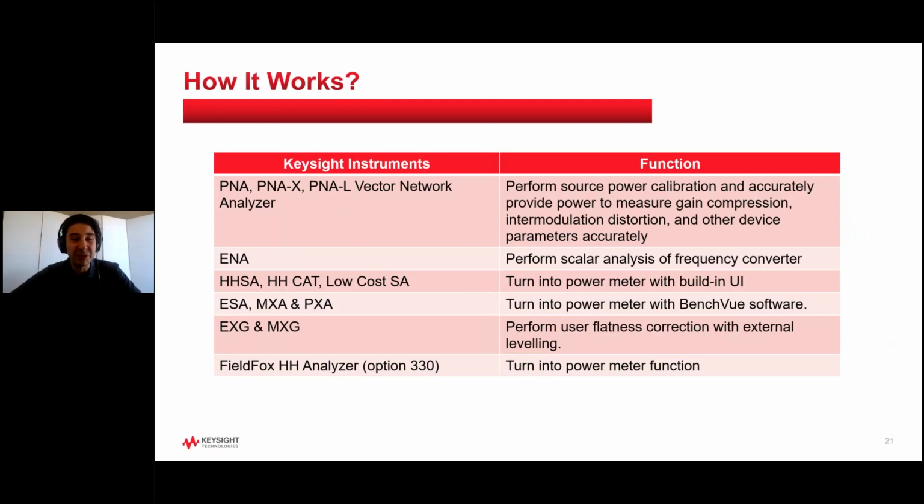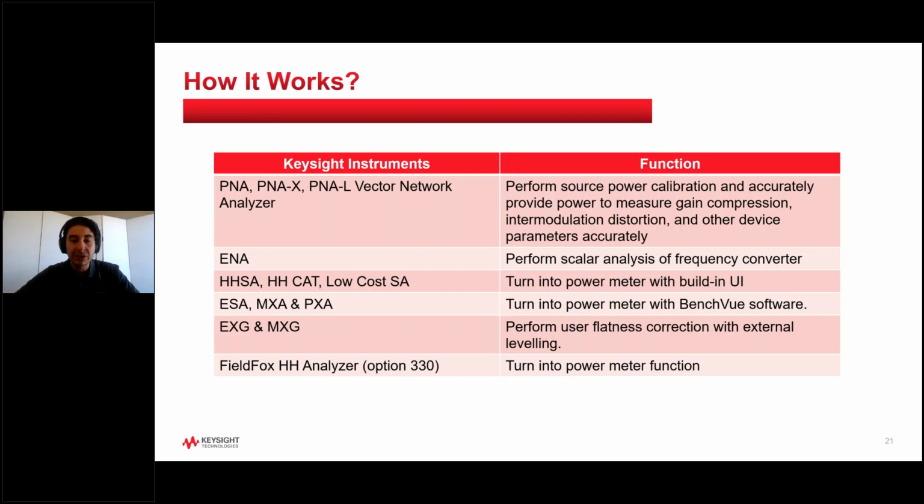This enumerates a little bit more of what I had gone into. So for network analyzers, you can perform source power calibrations accurately for tests like gain compression or intermodulation distortions. On our ENA offerings, we can do scalar analysis or frequency conversions. On our handheld devices, we can turn into a power meter with the built-in user interface. And even extending through towards our FieldFox, we can turn it into a power meter function.